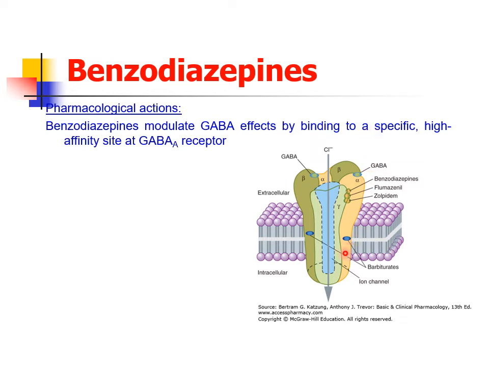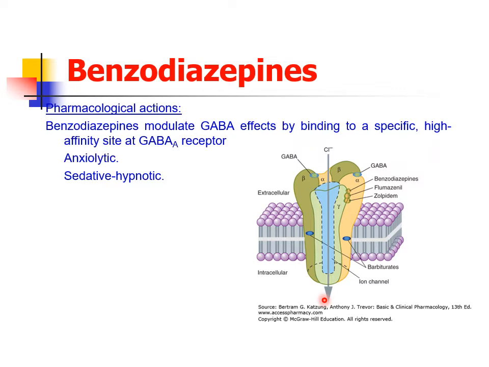This figure shows the GABA A receptor. Benzodiazepines bind to a high affinity site at the GABA A receptor. This will lead to entrance of chloride inside the cell, hyperpolarization, and inhibition of the central nervous system. It will show clinically as anti-anxiety effects.